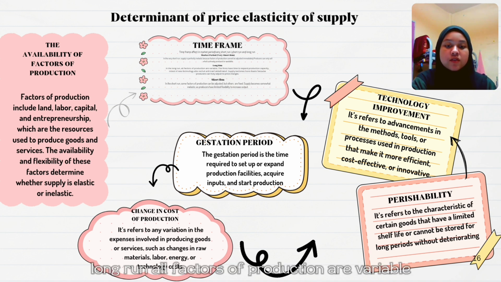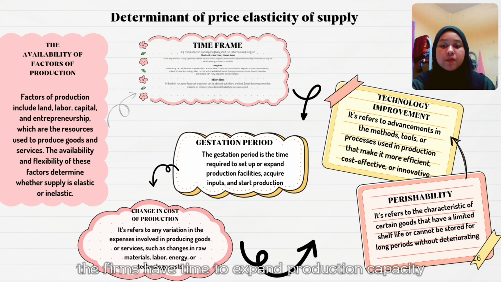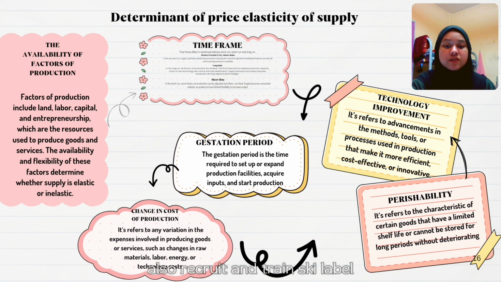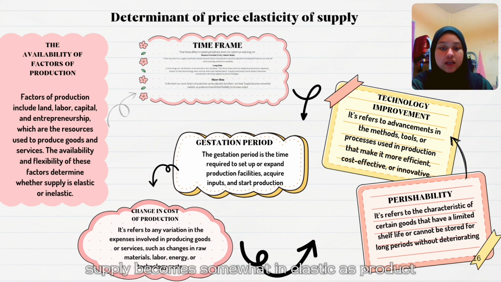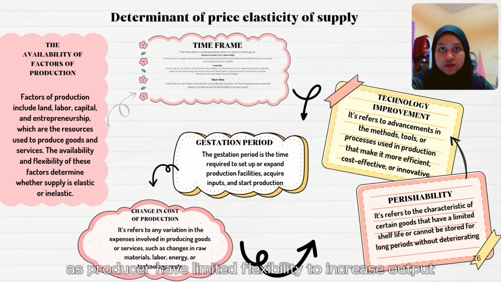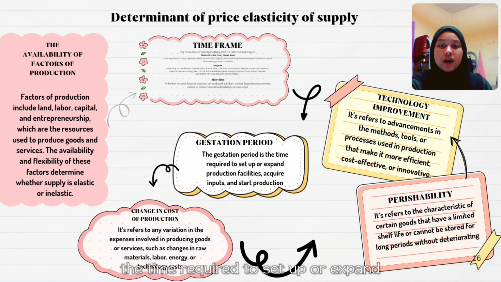In the long run, all factors of production are variable. The firms have time to expand production capacity, invest in new technology, and also recruit and train skilled labor. Supply becomes more elastic because producers can fully adjust to price changes. In the short run, some factors of production can be adjusted, but others are fixed. Supply becomes somewhat inelastic as producers have limited flexibility to increase output. Next is gestation period. The gestation period is the time required to set up or expand production facilities, acquire inputs, and start production.